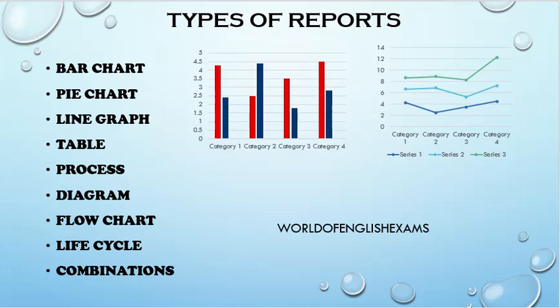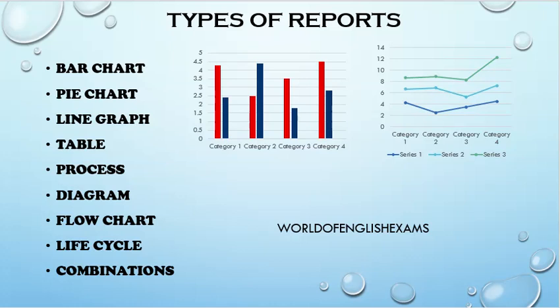So other than the combinations, all the other listed items may be seen as individual entities, which means you can just get one bar chart, or you may be given one pie chart, one line graph, one table, and so on. Whereas the last type of report is called a combinational report, which indicates that you may get two or more reports together.